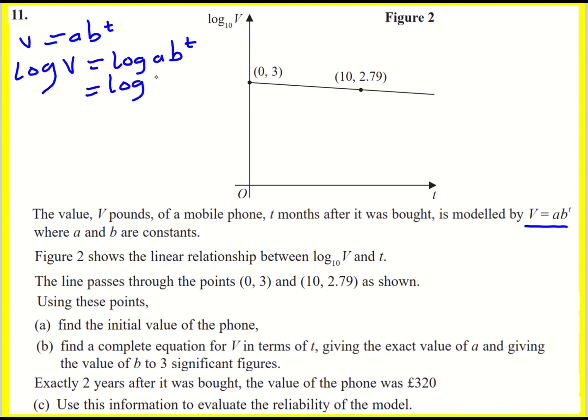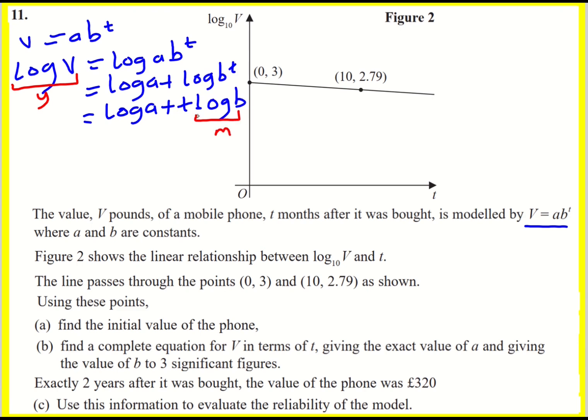Then I can separate it. Log a plus log b to t. Note you can't bring the t out yet because the a is not raised to the power of t. And then I'm going to get log a plus t log b. So this is now in the form y equals mx plus c. That's why we get a straight line if we then plot log v against t, which is what's been done here.